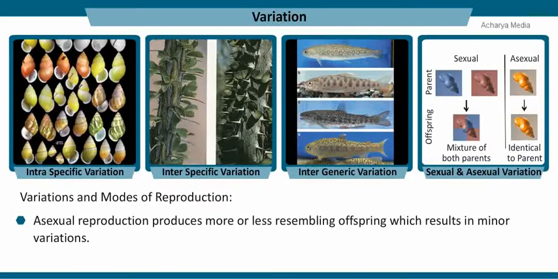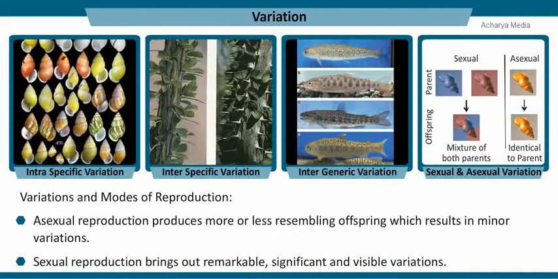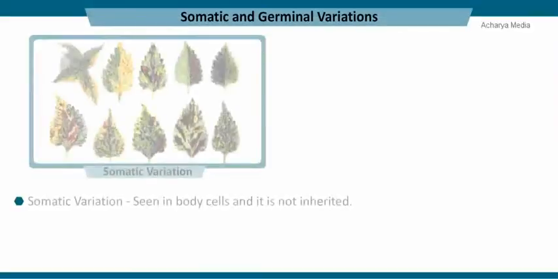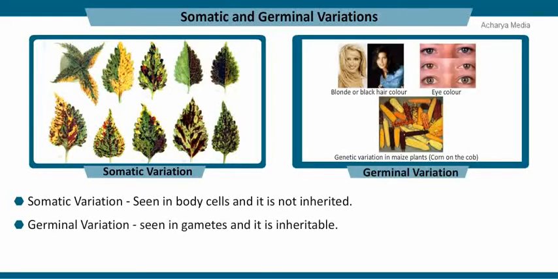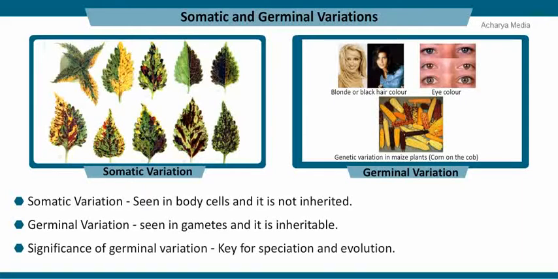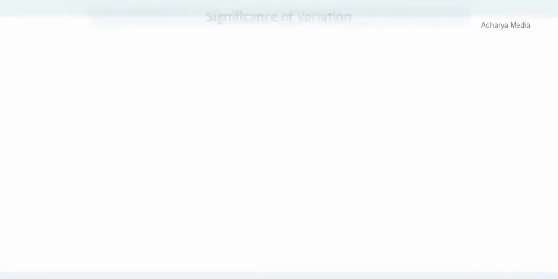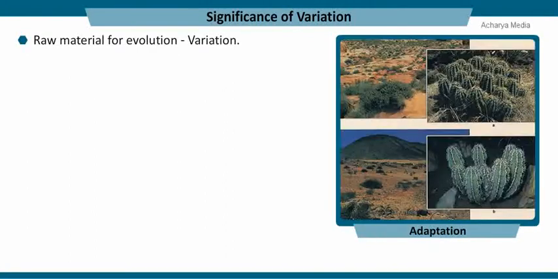Asexual reproduction produces more or less resembling offsprings which result in minor variations. Sexual reproduction brings about remarkable, significant and visible variations. Somatic variations are pertained to body cells and are not inherited. Germinal variations are pertained to gametes and are inheritable. Germinal variations pave the way for speciation and evolution. Variation is the raw material for evolution.